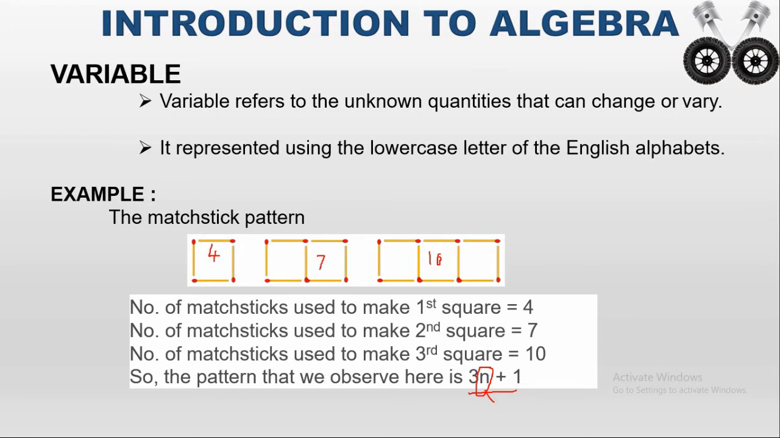Here, if I want to make one square, I can substitute the n value as 1. Then 3 into 1 is 3, 3 plus 1 is 4. So how many matchsticks do I need? I need 4 matchsticks. If I want to make 2 squares, then the n value is 2. Then 3 into 2 is 6, 6 plus 1 is 7. So how many matchsticks are needed to make 2 squares? 7 matchsticks are needed. So depending upon the condition or situation, the value of n is changed. That is why n is called a variable.